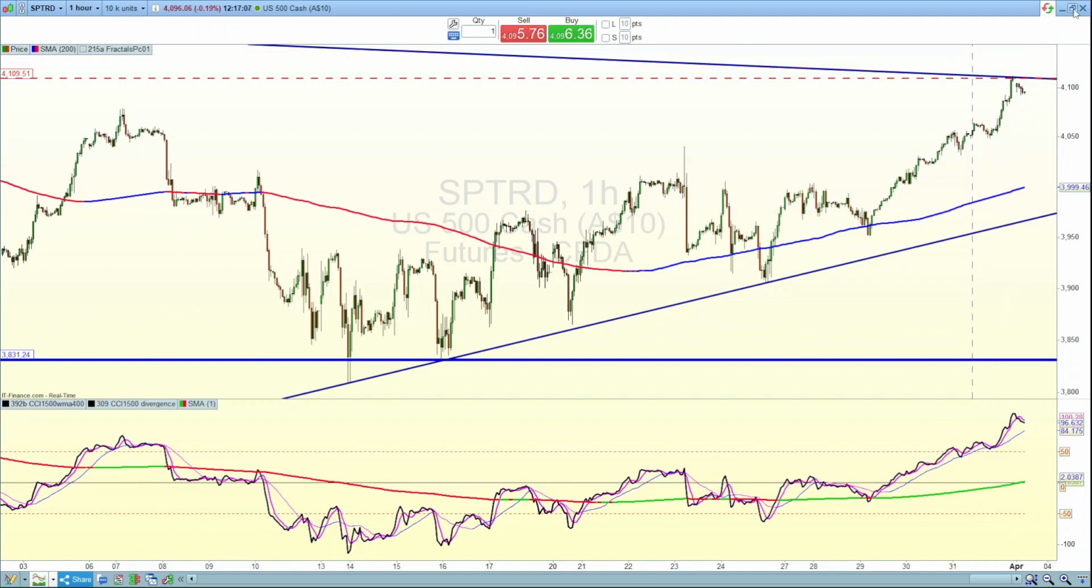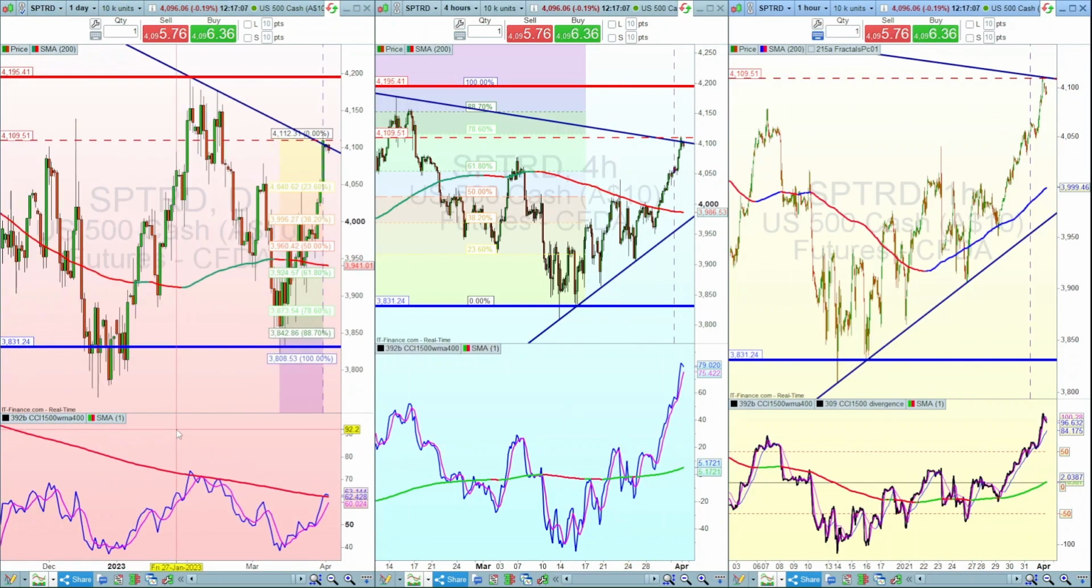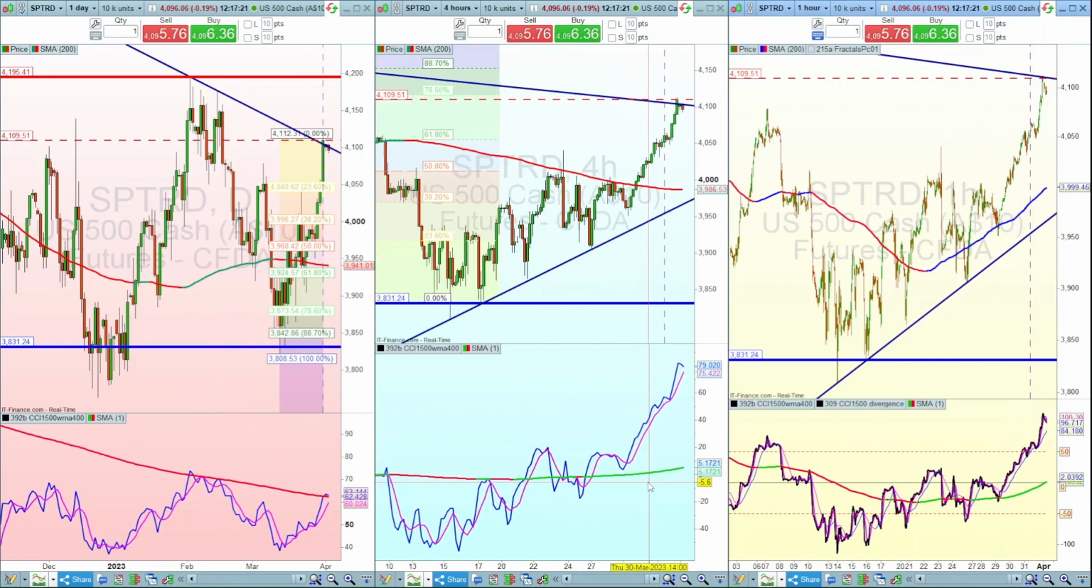But again, zooming out on the 3 timelines, the daily is still telling us to avoid or very cautiously go long. Very cautiously go long if you are going to go long on smaller time frames. I wouldn't be trading the 4 hourly based on the daily trend, but you probably could have traded on the hourly based on the 4 hour timeline.